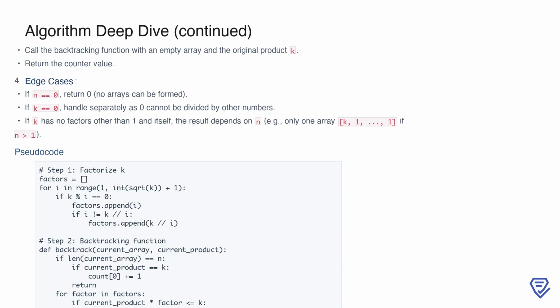It's also important to consider edge cases to ensure the algorithm is robust. For example, if n is 0, it's impossible to form any arrays, so we should return 0 immediately. Similarly, if k is 0, we need to handle this separately because 0 cannot be divided by other numbers. Another edge case arises when k is a prime number. In such scenarios, the factors of k are limited to 1 and k itself, and the solution depends on the value of n. For instance, if n is greater than 1, the only valid array might consist of k followed by 1s. By addressing these cases explicitly, we ensure the algorithm handles all possible inputs correctly.